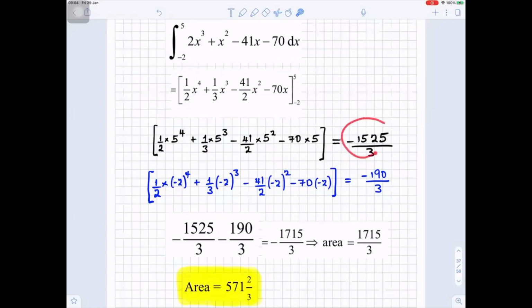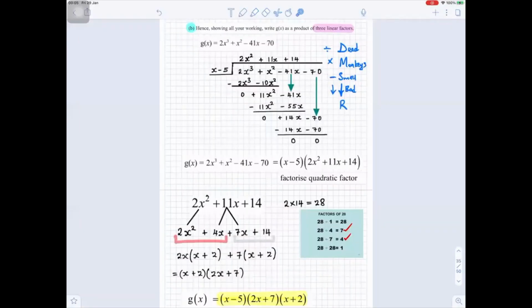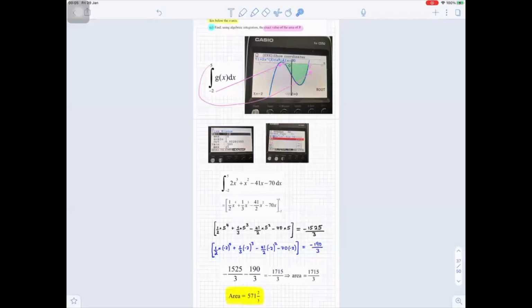Now it is the top one minus the bottom one. So -1525/3 minus 190/3 gives you -1715/3. But the area being negative means it's below the x-axis. That's what the minus means. The area is a positive quantity, so you write it as positive 1715/3, or the area is 571 2/3. So that's your answer for question 10A. That's the answer for question 10B. And finally, for question 10C.